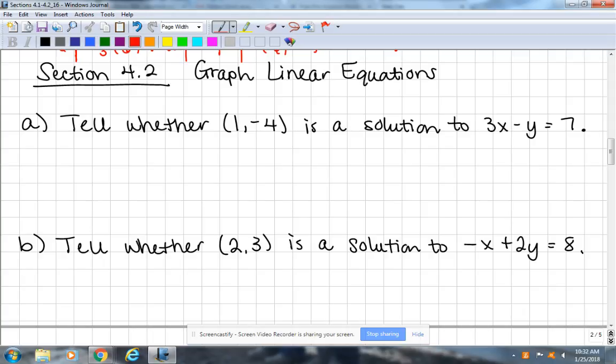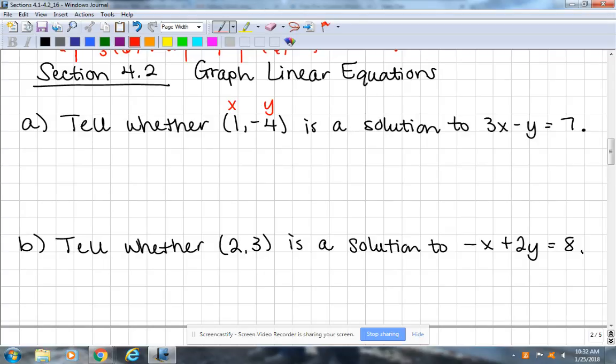So we don't have a graph to look at, but we want to determine if this point is on this line. And the way we do that is what y'all are saying. We're going to plug in and see if it's a true statement. What are we plugging in where though? If we have a coordinate, an ordered pair, we have an x and a y, don't we? So if we plug 1 in for x and -4 in for y, and it equals 7, then that means it is a solution. If it doesn't equal 7, then it's not a solution, which means that point's not on that line.